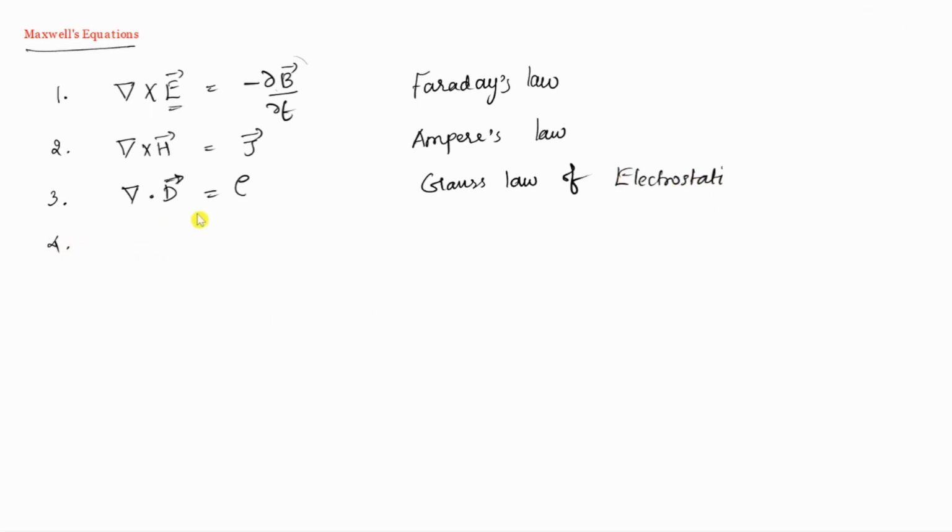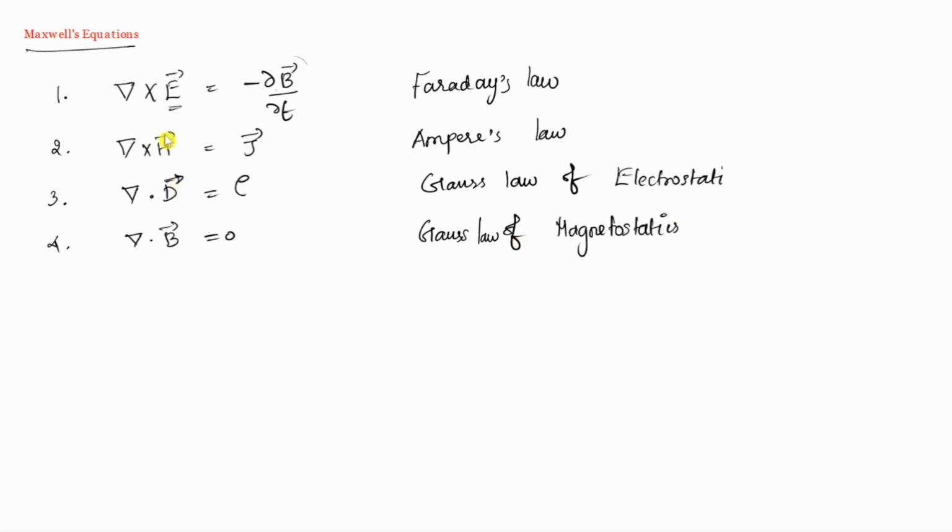Now the fourth equation is del dot B is equal to 0. That is, divergence of magnetic flux density is equal to 0. The meaning is that no magnetic charge actually exists. So this equation is known as Gauss law of magnetostatics. Using these four equations, Maxwell explained the concept of electromagnetic fields.